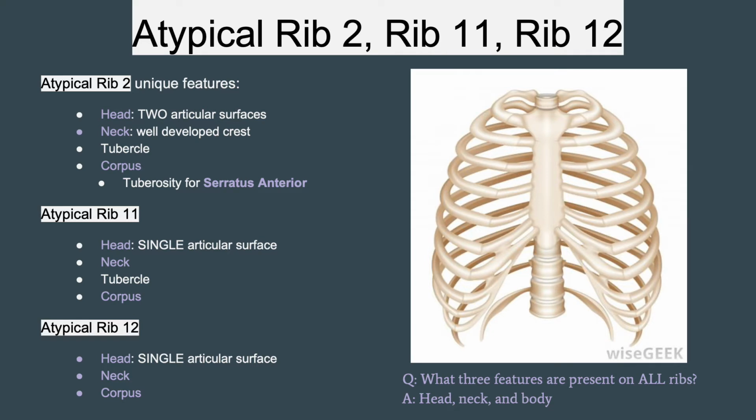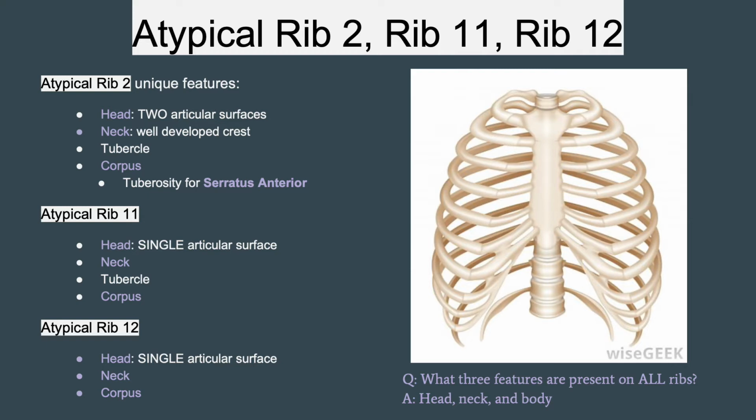Moving on to the other atypicals, so we got rib 2. It also has a lot of different features. If you remember, the bottom part of the vertebrae of T1 and the superior part of T2 are going to have articular demifacets, costal demifacets for that rib 2, so it has two articular surfaces and that crest that goes in between.